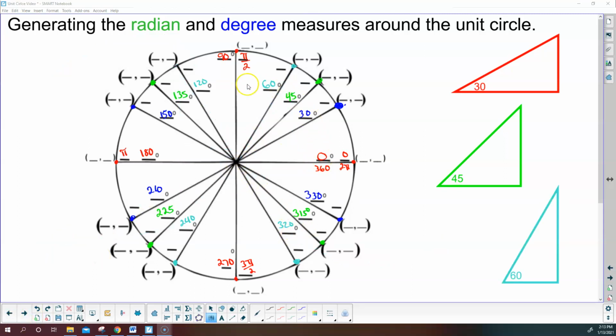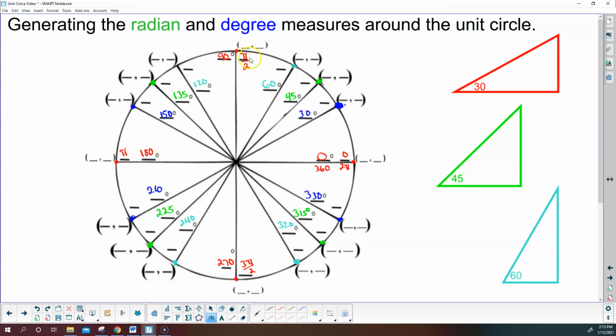All right, so we dealt with the degrees, and students are usually pretty happy and enjoy the degrees because it makes a lot of sense. But what we're going to do now is look at the radian measures. And what we have to think about, there's a couple ways to think of this. We already talked about how pi is equal to 180.